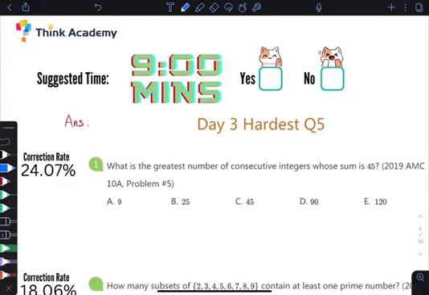Today we're gonna do the 3 hardest question number 5. The answers are D, D, and B. Did you get them correct?